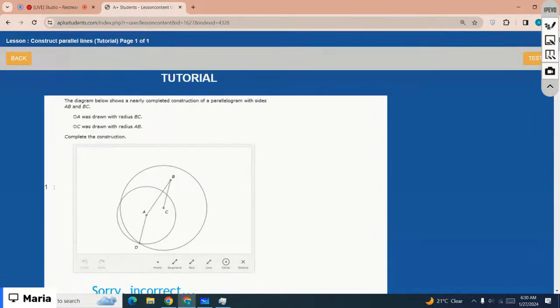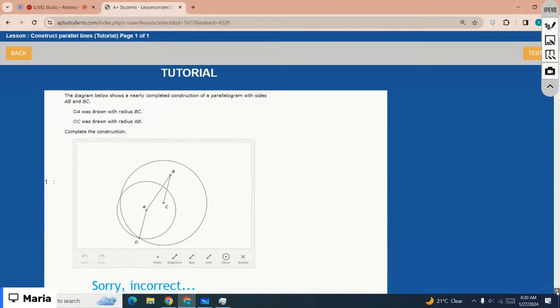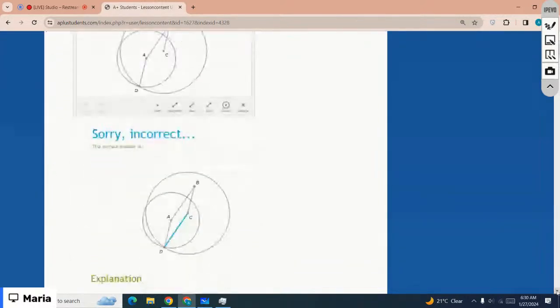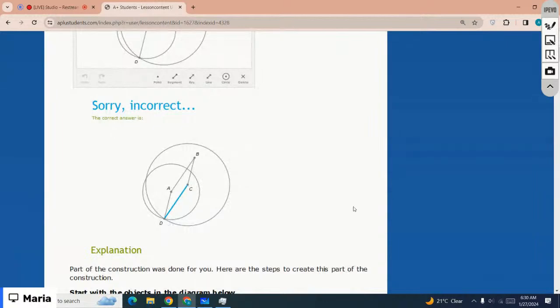Okay, the question is: the diagram below shows a nearly completed construction of a parallelogram with sides AB and CD. A was drawn with a radius BC. C was drawn with a radius AB. Okay, complete the construction. You need to complete the parallelogram, right? This one, you have to add another line from C to D.